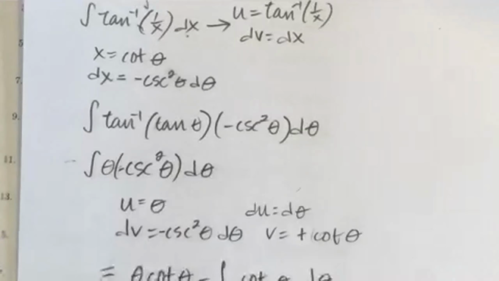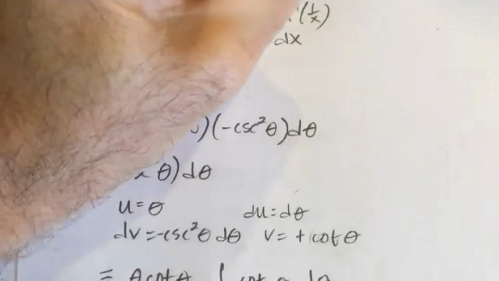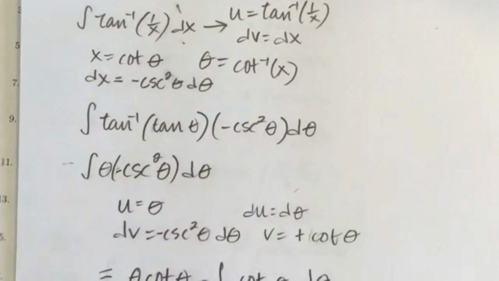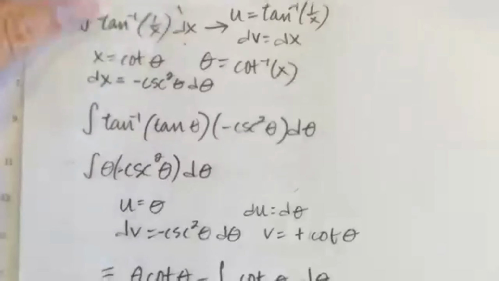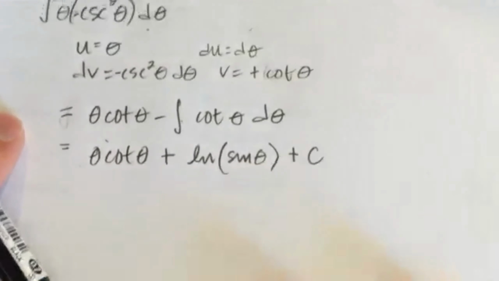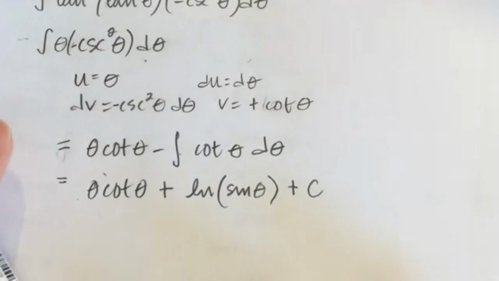Where's our theta? Theta's back way up here at the top. Theta is the inverse cotangent of x. So you'd have to put that back in at the very bottom, and then we'd see if we're right. Ooh, I like this. This is a challenging one. Yeah. So you could check this a piece at a time.